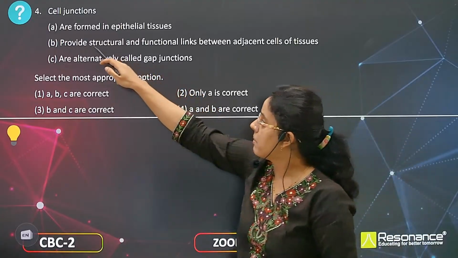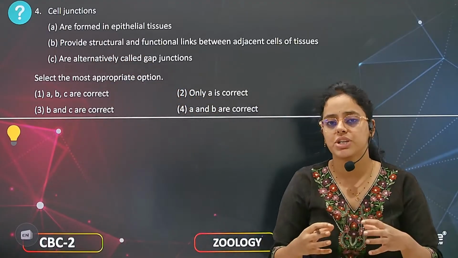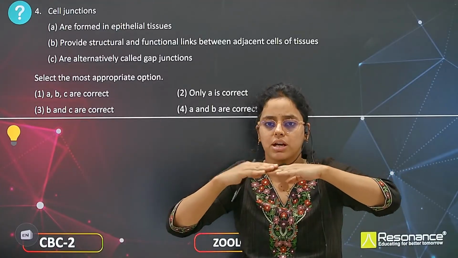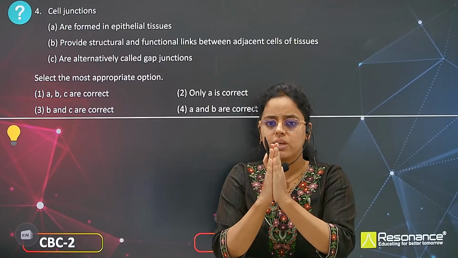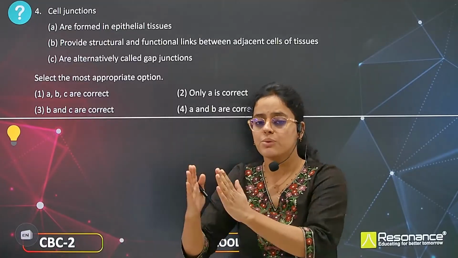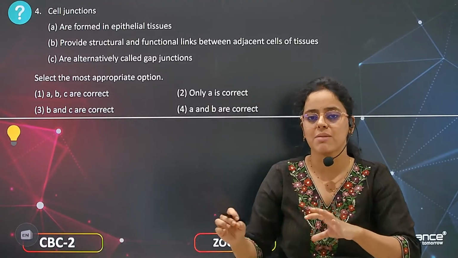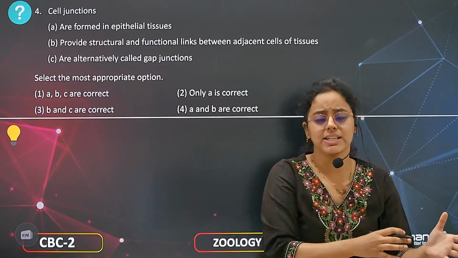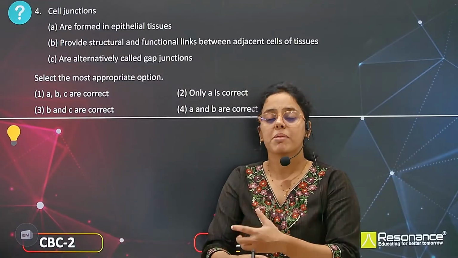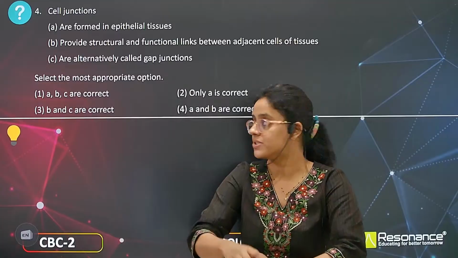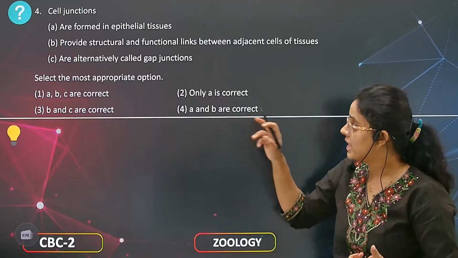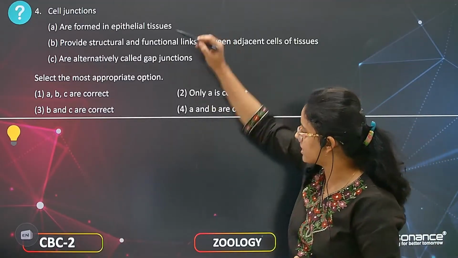So A and B: the epithelial cells have junctions. Why do they have junctions? Because they should not have any intercellular spaces. They should be completely, closely sealed, one cell sealed with the other cell, sealed with the other cell. This is how the cells should be. No intercellular space should be present. Why? Because they are present on the lining. Basically they are lining the important structures, preventing the leakage or the exposure of the internal structures. So cell junctions are formed in epithelial tissue. This is a correct statement. I agree with this.